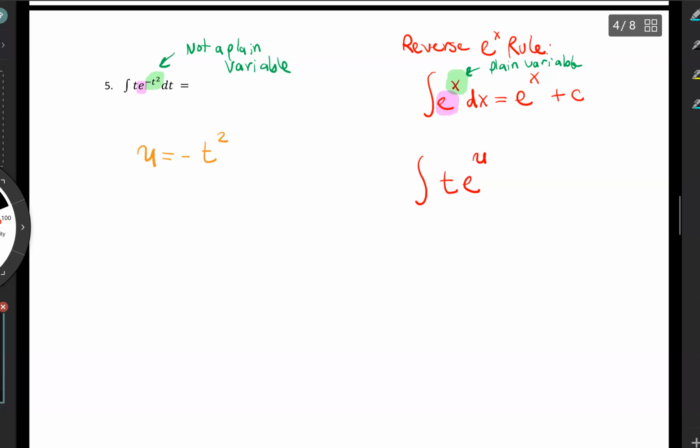t e to the u dt. My variables are t's and u's. I need all u's, so I need to rewrite it with all u's. Okay, so let's find our derivative of the u. It's du over dt. Oh, negative, so power rule on this, negative 2t. Okay, so let's get that du alone. So I need to multiply by dt on both sides. My variable's a t now.